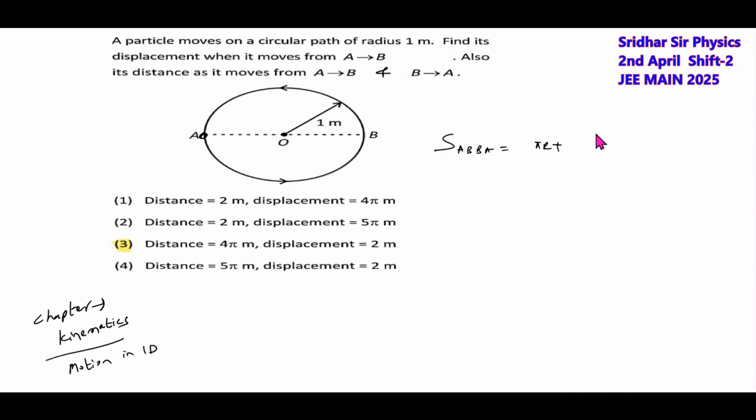pi r plus pi r, 2 pi r. Then what about the displacement? Displacement from A to B will be 2 meters. Total distance will be 2 pi and the displacement will be 2 meters.